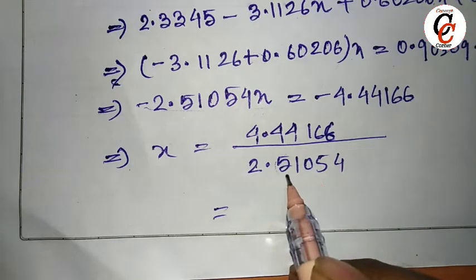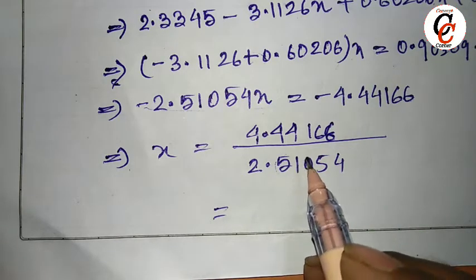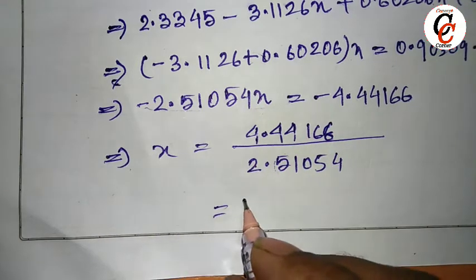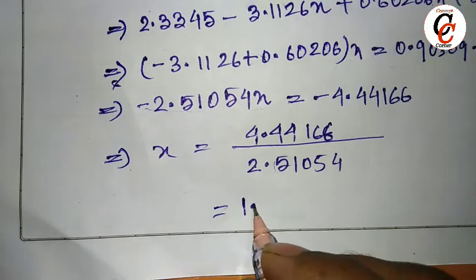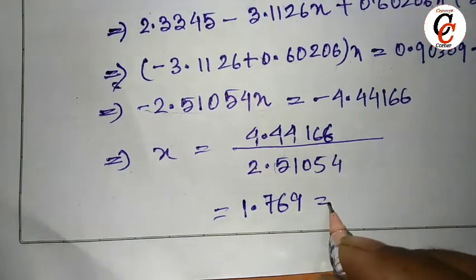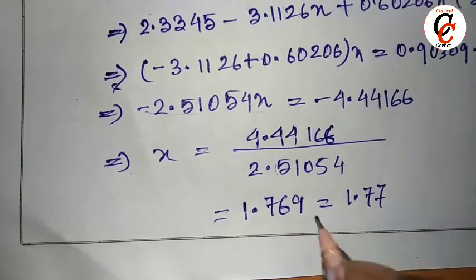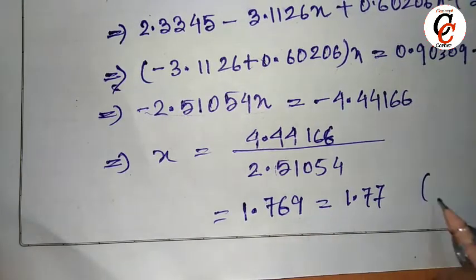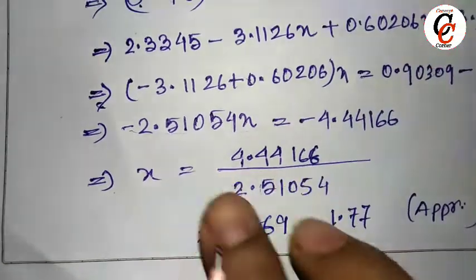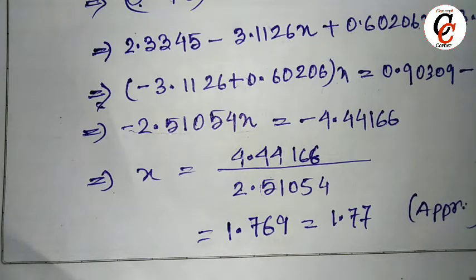So if we divide it by 2, since the decimal point is there and it is quite large, the value will be very close to 2. That means you will divide it yourself and get 1.769, so we can write 1.776, since the third digit is greater than 5, as an approximate value.